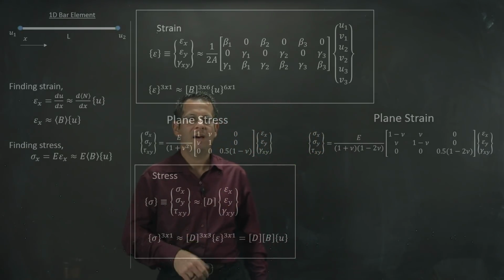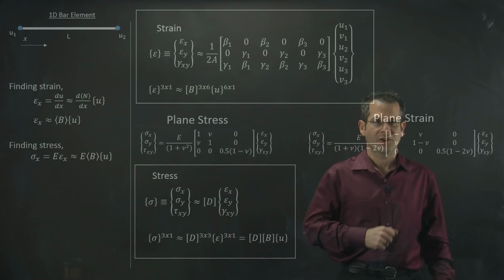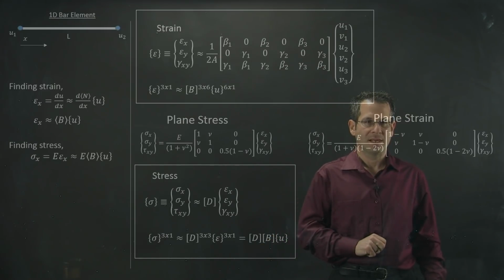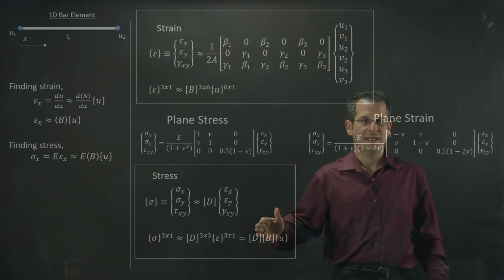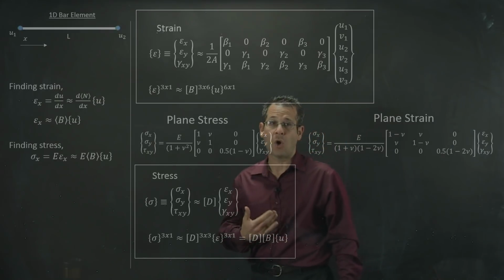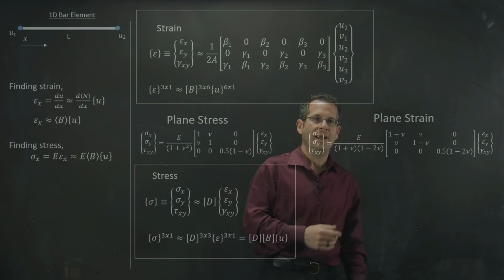Now that we have stress and strain, or approximations for stress and strain, written in forms of our displacement vector times matrices that we can define, we're ready to start looking for expressions for the total potential energy stored in our system. We'll do that in the next video.